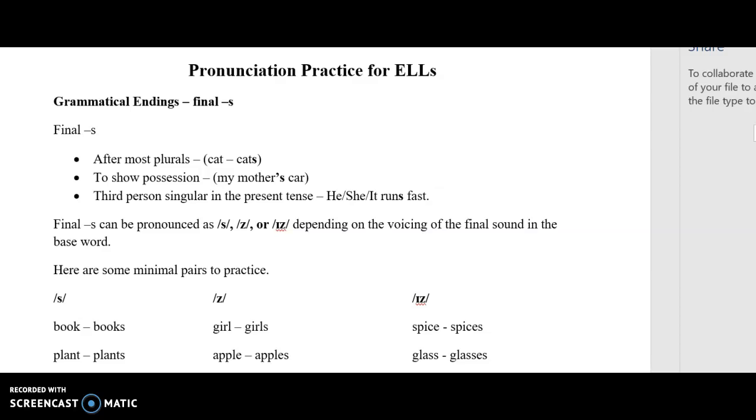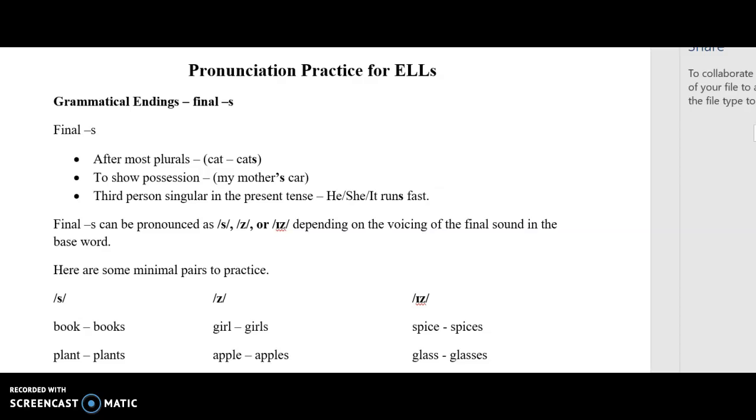First of all, we're going to talk about grammatical endings because in many languages there are no grammatical endings, and especially not final S, which we have in English at the end of most plurals, to show possession, and third-person singular in the present tense. So there are three ways that we can pronounce final S: sometimes as an S, sometimes as a Z, and sometimes as "uz." And it depends on the sound at the end of the base word.